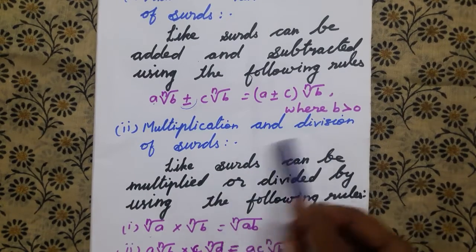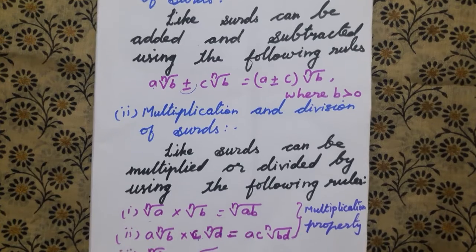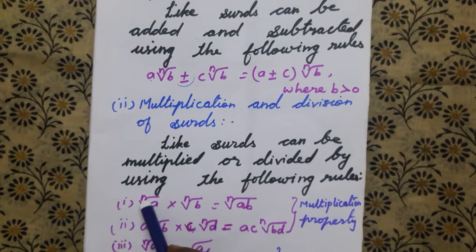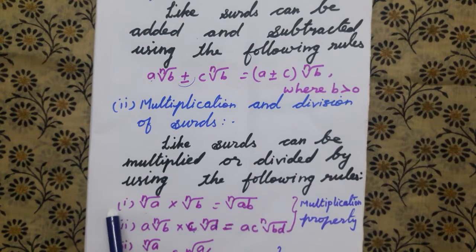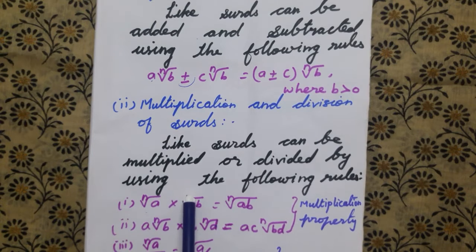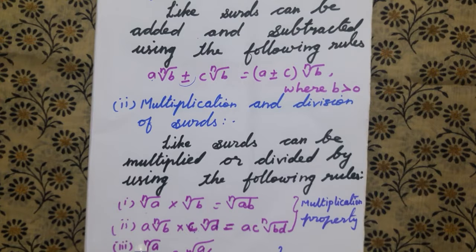Multiplication and division of surds. Like surds can be multiplied or divided using the following rules. Nth root of a into nth root of b is equal to nth root of ab. For multiplication, only the order should be equal. Here, whether the radicand is equal or not equal, we can multiply. Nth root of a into nth root of b is equal to nth root of ab.